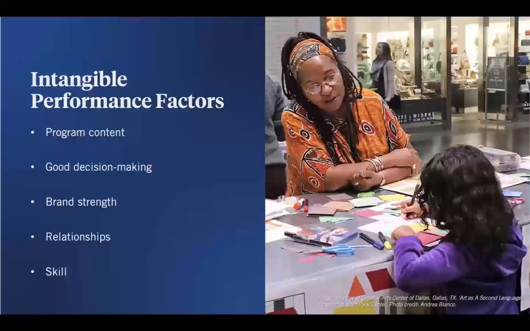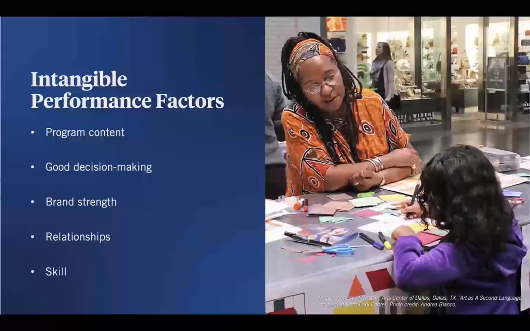The idea behind the KIPIs and your particular KIPI score is that once you control for all of the factors that I've just mentioned, whether your organization is doing well or doing poorly in a key area, it may be the result of things that are harder to measure, like program content, good decision making, your brand strength, the relationships that you've built in your community, even artistic and managerial skills. The dashboard is isolating these intangible factors.